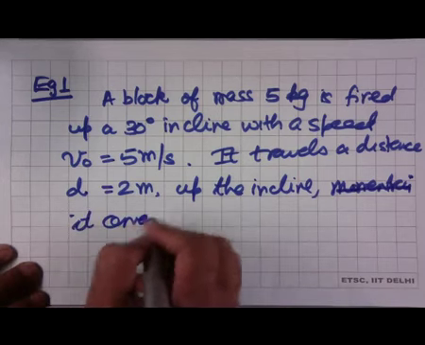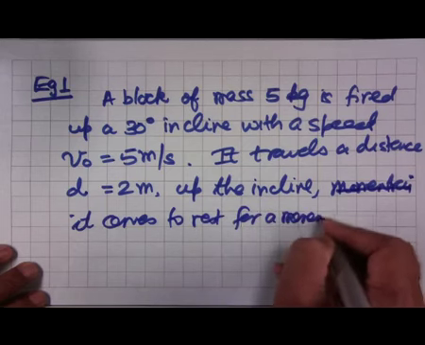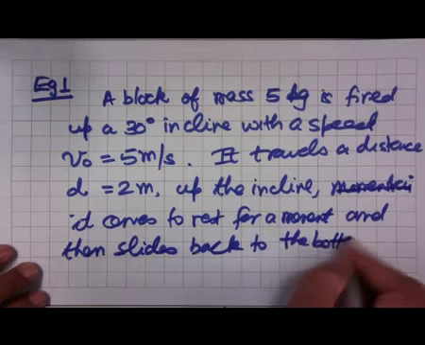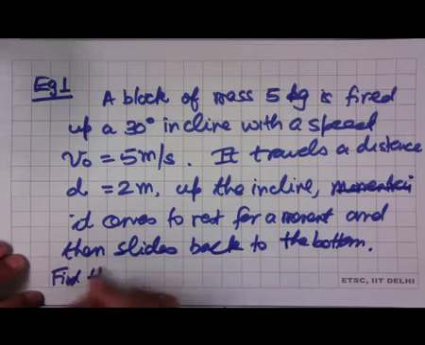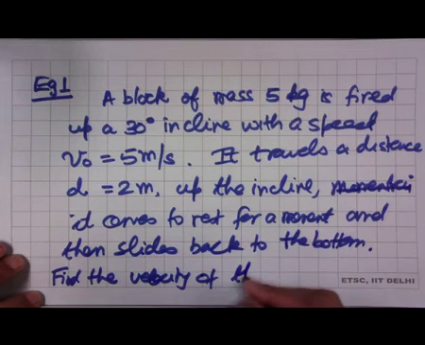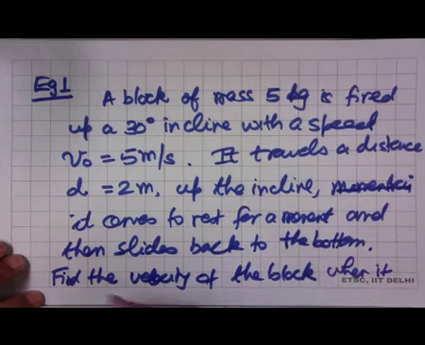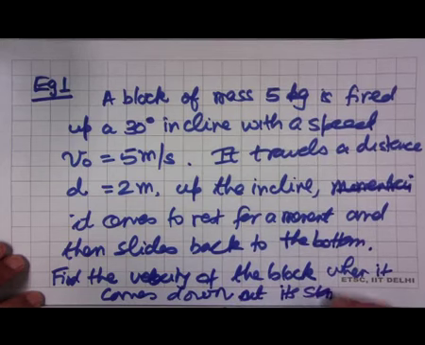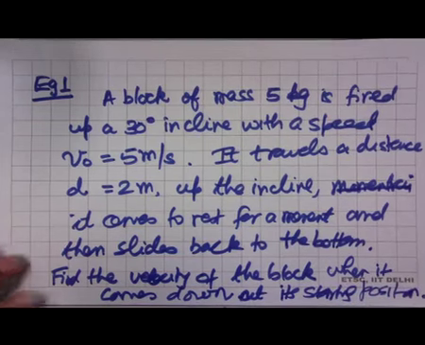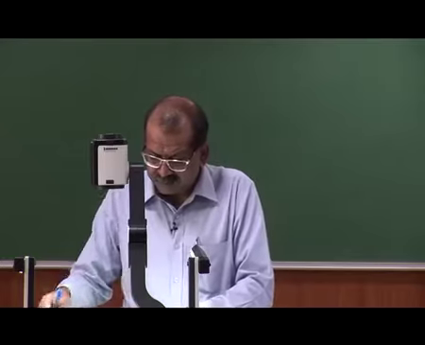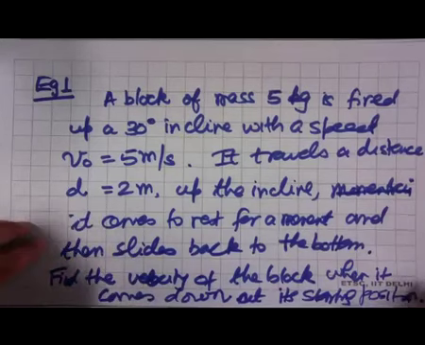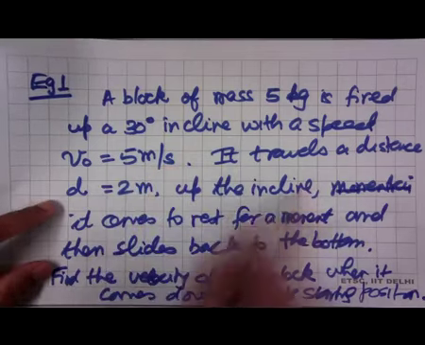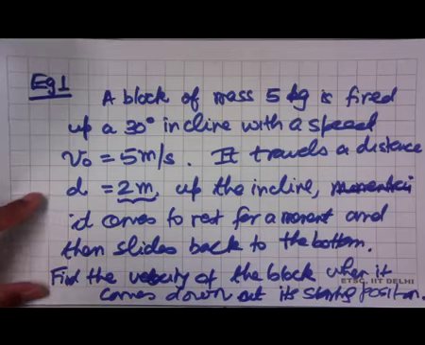It comes to rest for a moment and then slides back to the bottom, and we want to find the velocity of the block when it comes down at its starting position. Now, here one thing what is given to us is since the block is starting with this speed, it travels only a distance up to 2 meters and then it starts to come down.